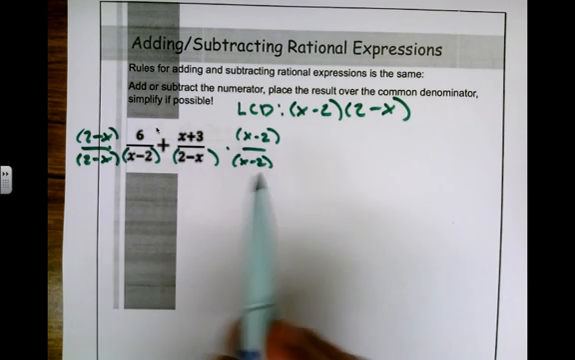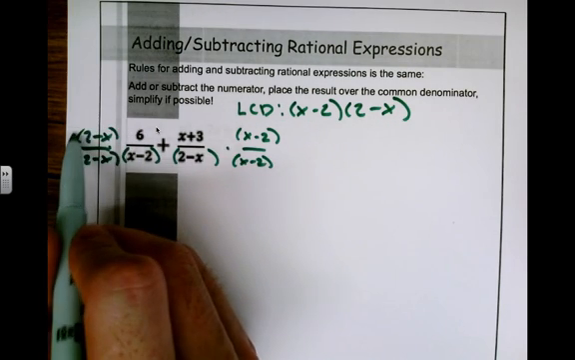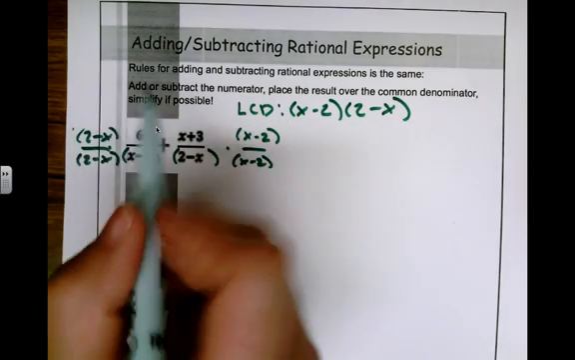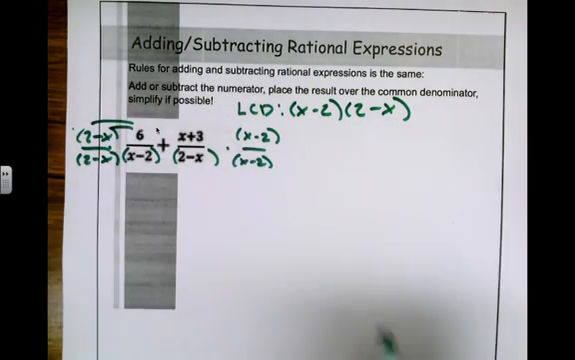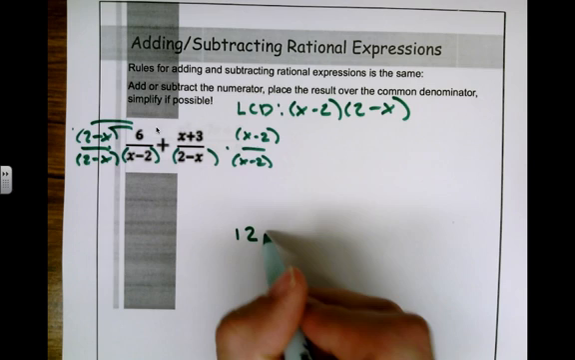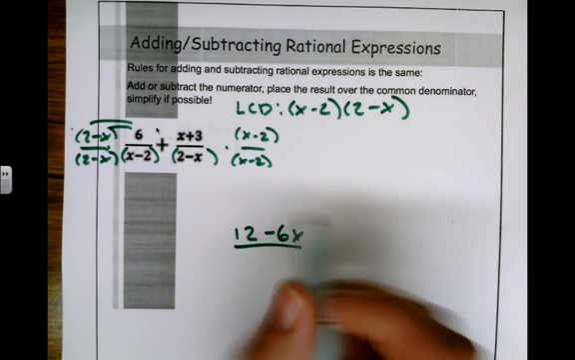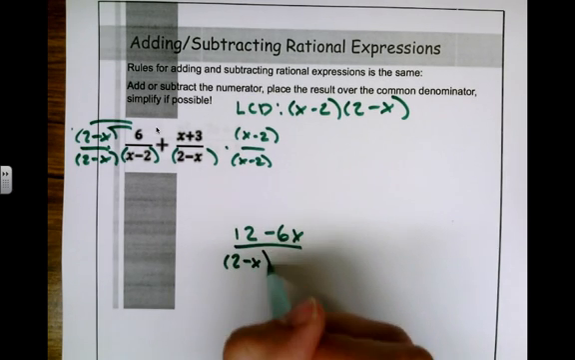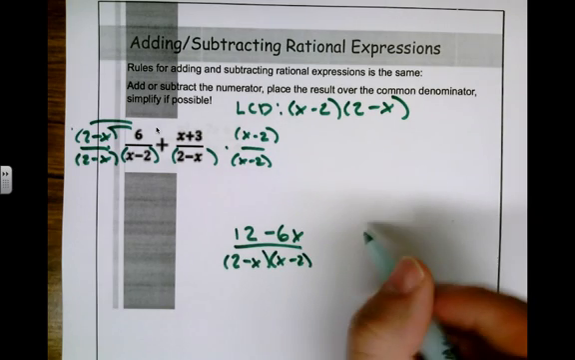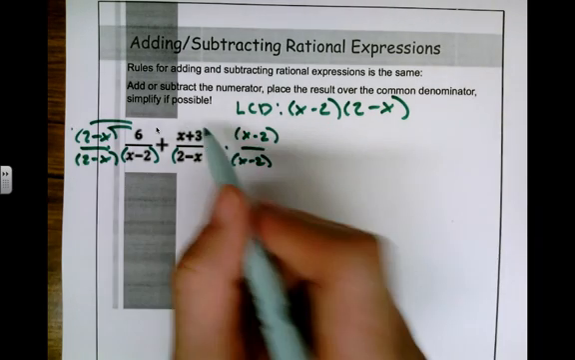Now when I go through and do that, there's a lot of simplifying here, because I have to multiply these top things together. So I'm going to have to distribute 6 to both. I'm going to have 12 minus 6x, all of that being over 2 minus x, x minus 2. And I'm going to add that to here.